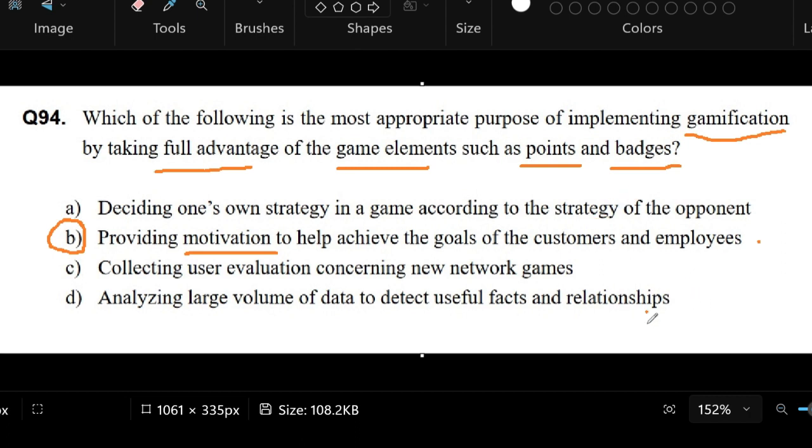So all these choices seem to point to a purpose of putting in these gamified elements, but I think the best answer is really to get people motivated so that they can achieve the goals that they are aiming for. And because of the word motivation here, this is the best answer, letter B.